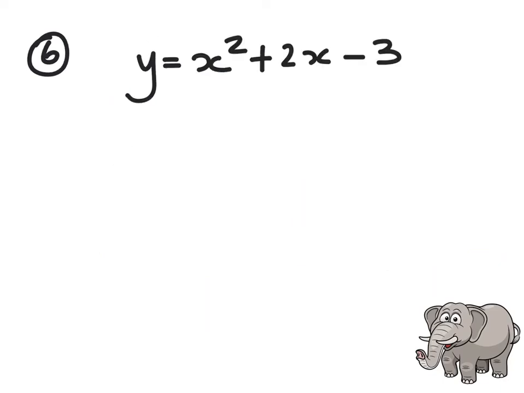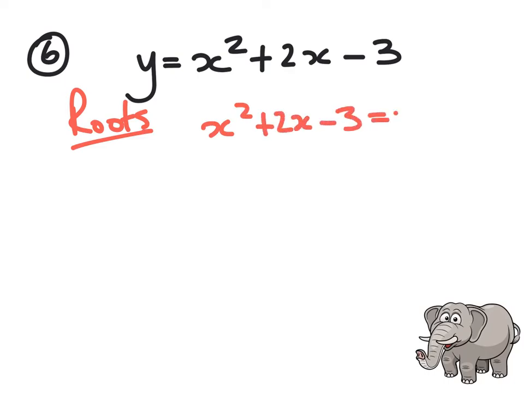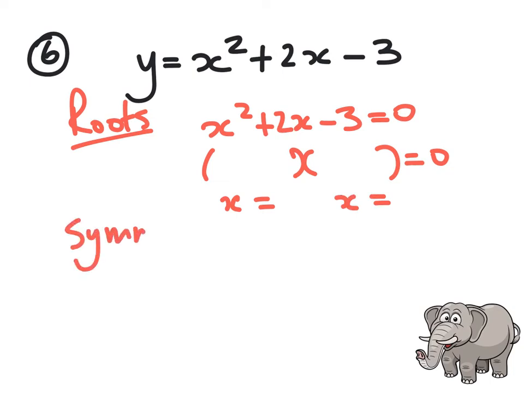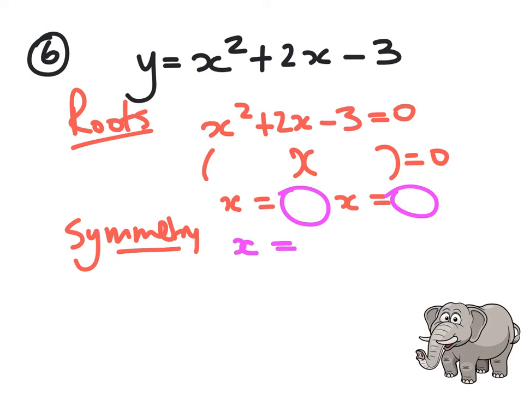Question 6, one of these sketching questions. So remember the 4 stages we go through. First thing we do is find the roots. So put x squared plus 2x minus 3 equal to 0. Factorise it. Work out the x numbers. Once you've done the roots, the next thing we do is the symmetry. How do you do the symmetry? You take each of these answers, add in half to get x equals.